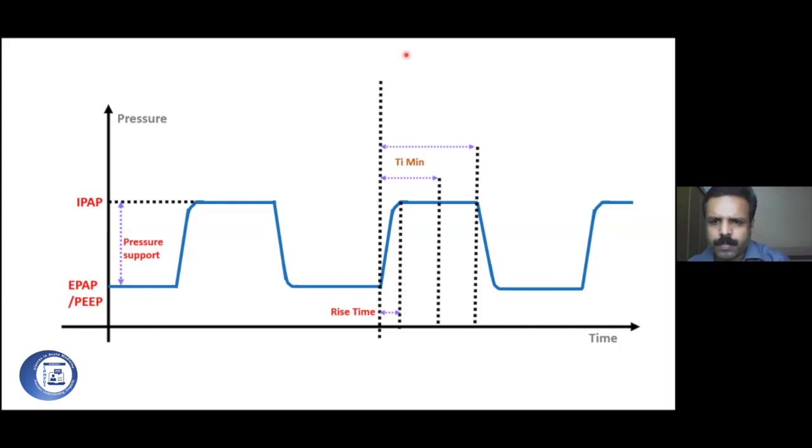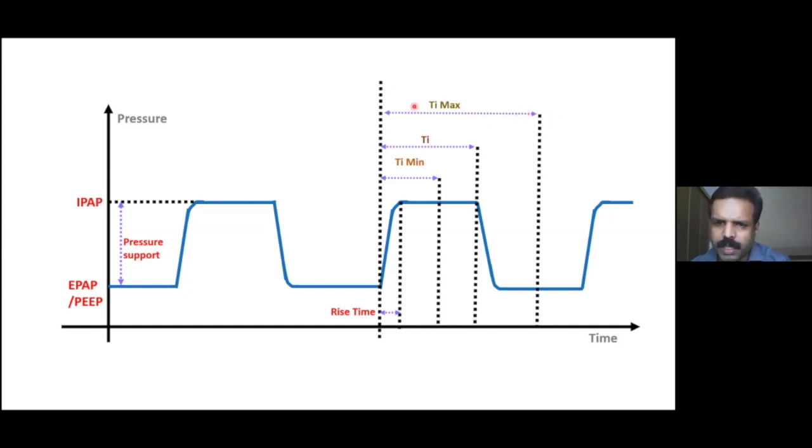So this total time is called T inspiration. In the same way, this is called the TI max. The TI max also gives you a rough idea about the expiration. If you want to give more expiration, again you will have to adjust the TI max.